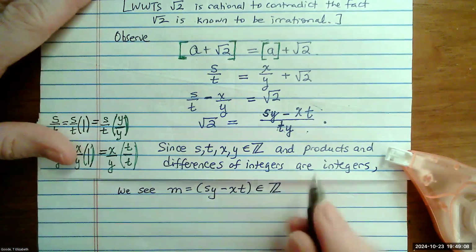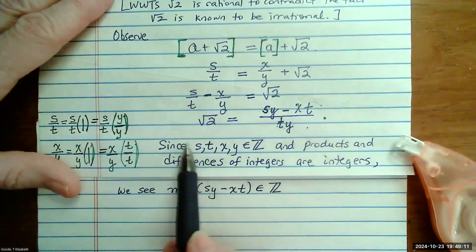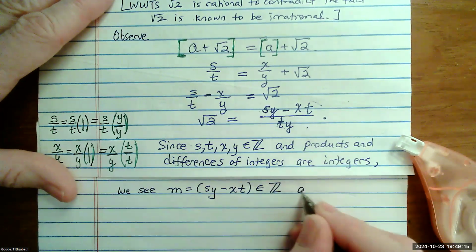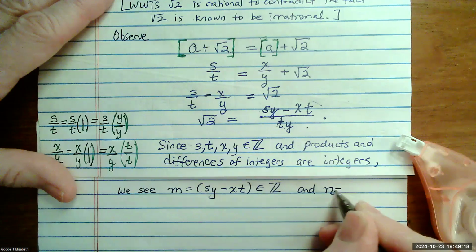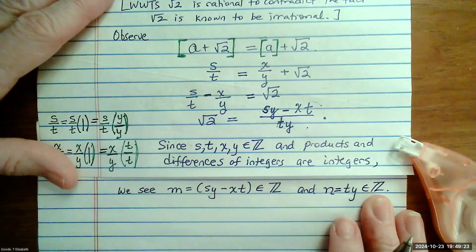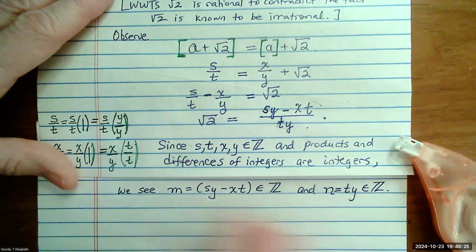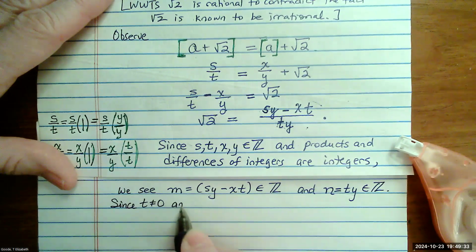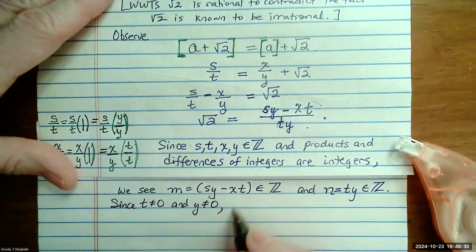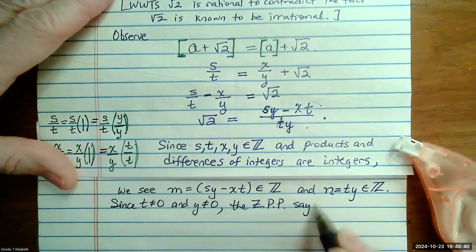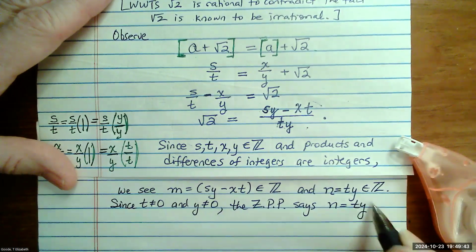Make sure to say it's in Z. I've noticed people are writing all this great stuff, and then they forget to say it's actually in Z. And I'll call the denominator N equals TY, which is in Z. So that's part 2 of the definition of rational done, right? Numerator and denominator integers. Finally, since T is not equal to 0 and Y is not equal to 0, the ZPP, zero product property, says N equals TY is not equal to 0.